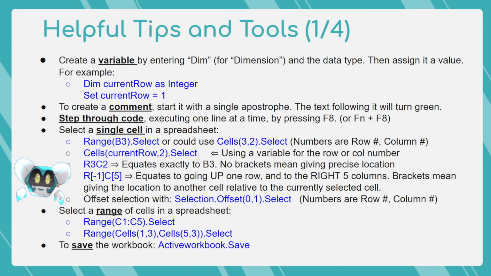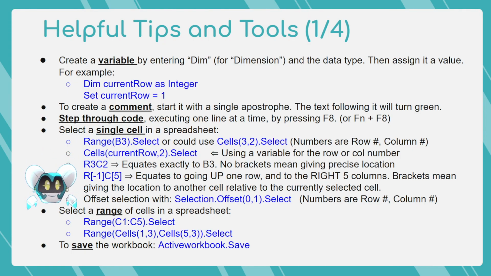If you use brackets, that is going to reference a location relative to the current cell that you were selected on. So R[-1] with brackets means you are going up 1 row. C[+5] in brackets, you are going to the right 5 columns. So negative rows, you're going up. Positive rows, you're going down. Negative columns, you're going to the left. Positive columns, you're going to the right.